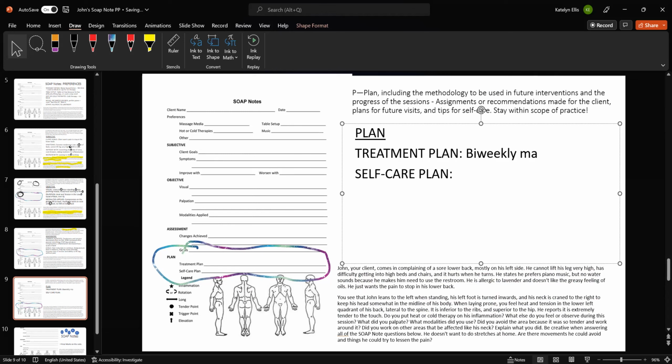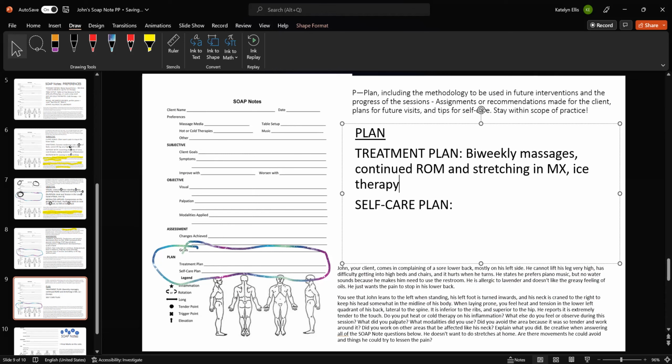All right, now treatment plan, we want how about bi-weekly massages for him, continued ROM and stretching in the massage, and we want to continue ice therapy on low left back because the inflammation seems to be a chronic issue at this point right now. We want to slowly start working on that area.